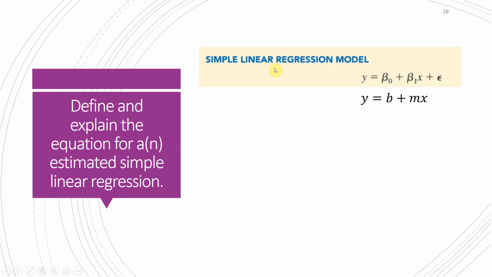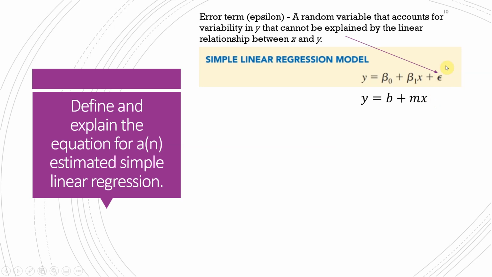So the simple linear regression model is this equation right here. It's very similar to the equation for a line, where y is equal to beta 0. Beta 0 is the first parameter, and it's just equal to the intercept. Beta 1 is the second parameter, and it's equal to the slope that shows the relationship between x and y. Epsilon is the term that's kind of missing here. It's the error term, and it is a random variable, meaning that it has its own distribution.